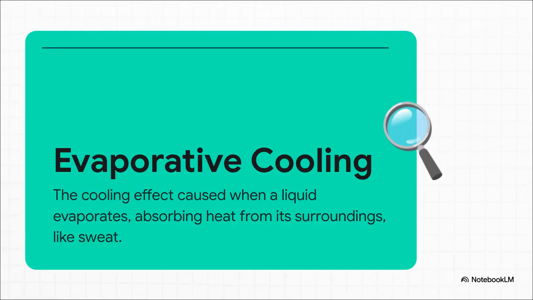It all comes down to a super simple principle you already know, evaporative cooling. You know when you get out of a pool and feel a chill, or when you sweat? That's it. As the water evaporates off your skin, it literally pulls heat away from your body to turn from a liquid into a gas. Your AC does the exact same thing, just way more efficiently. Instead of sweat, it uses a special fluid called a refrigerant.